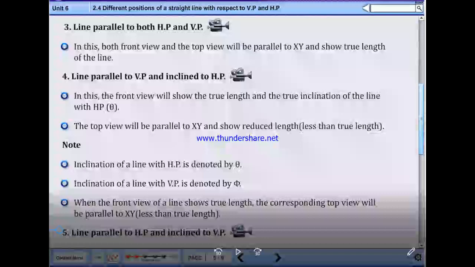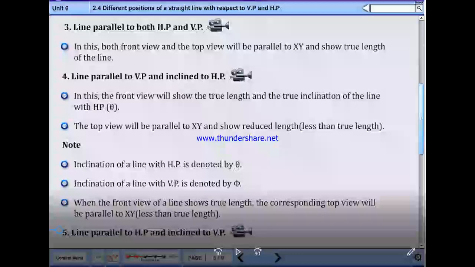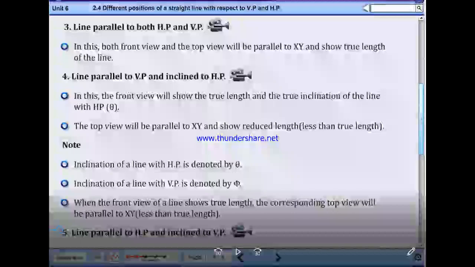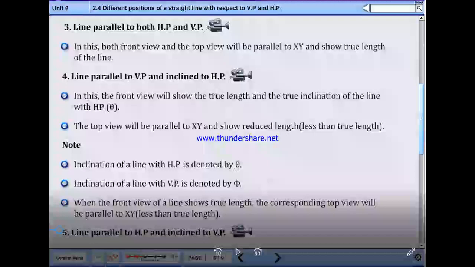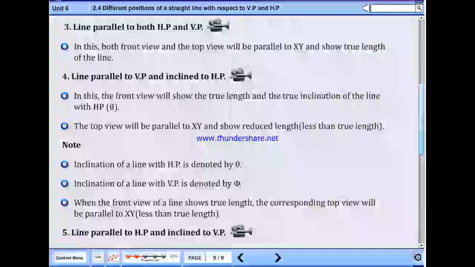Fourth one, line parallel to VP and inclined to HP. In this, the front view will show the true length and the true inclination of the line with HP, theta. The top view will be parallel to XY line and show reduced length, that is, less than true length. Note, inclination of the line with HP is denoted by theta, and inclination of the line with VP is denoted by phi. When the front view of a line shows true length, the corresponding top view will be parallel to XY line, with length less than true length.